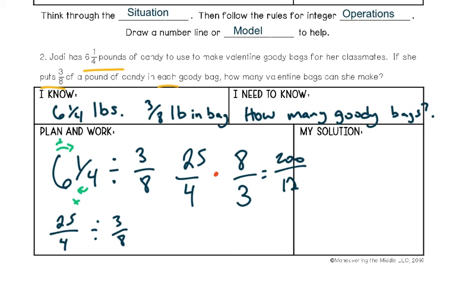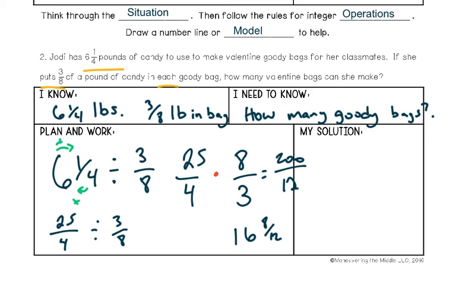And then we don't want to leave our answer improper. We want to reduce or simplify it back into a mixed number. So we need to think about how many times 12 goes into 200. I know that 12 goes in at least 12 times because 12 times 12 is 144. But I also know that it can go in even more. So I'm just going to keep adding 12s to that, and I'm going to see that it goes in 16 whole times with 8 remaining.